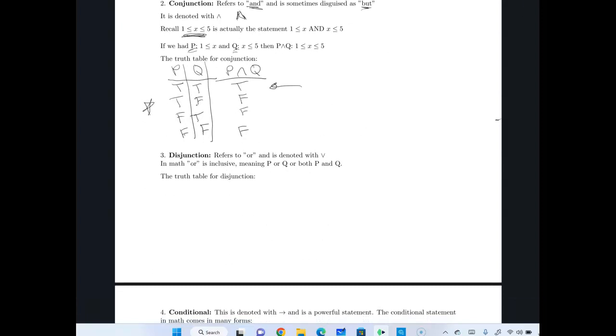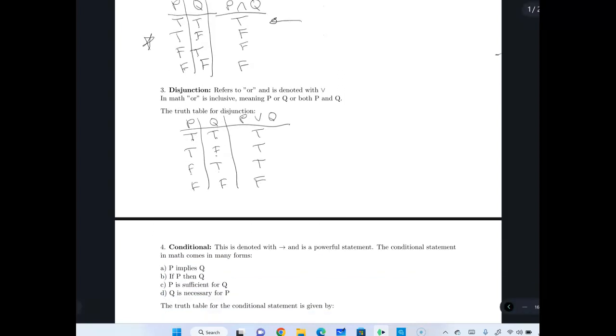Okay, so now we have the or. So we're going to be talking about P and Q and P or Q. Okay, so again, make this first column true, true, false, false, and the second true, false, true, false. And now this means or. Is this true or this true? Yes, one of them is true. In fact, both of them are. Is this true or this true? Yes, one of them is true. Is this true or this true? Yes. This one is the only one that's false because there's no true.